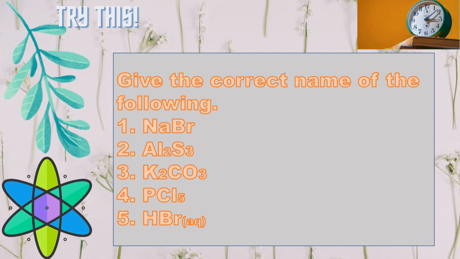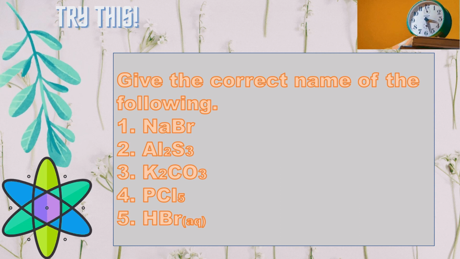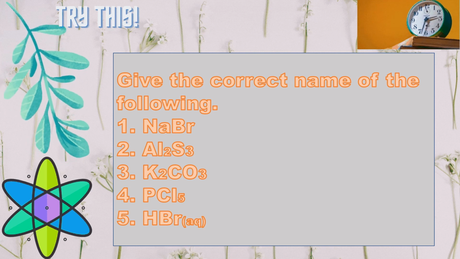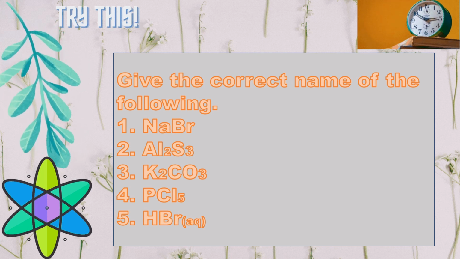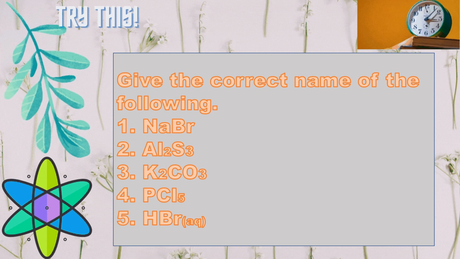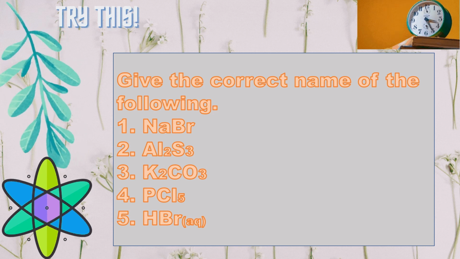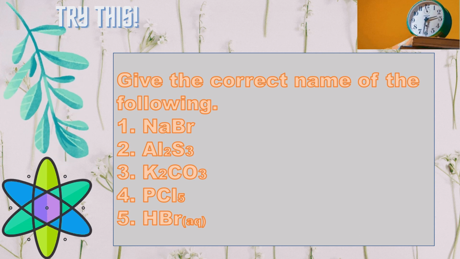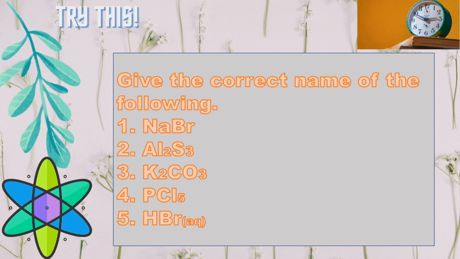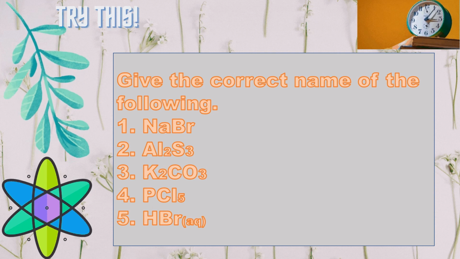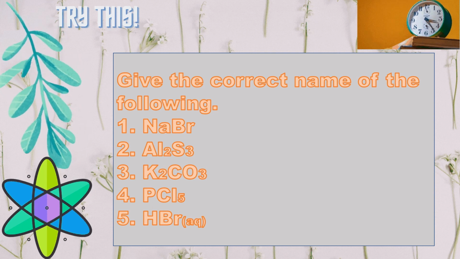Next is a combination of two nonmetals. You are going to use the Greek prefixes. What's the name of PCl5? That is phosphorus pentachloride. Next is HBr with the symbol (aq). How do you name it? That is hydrobromic acid.